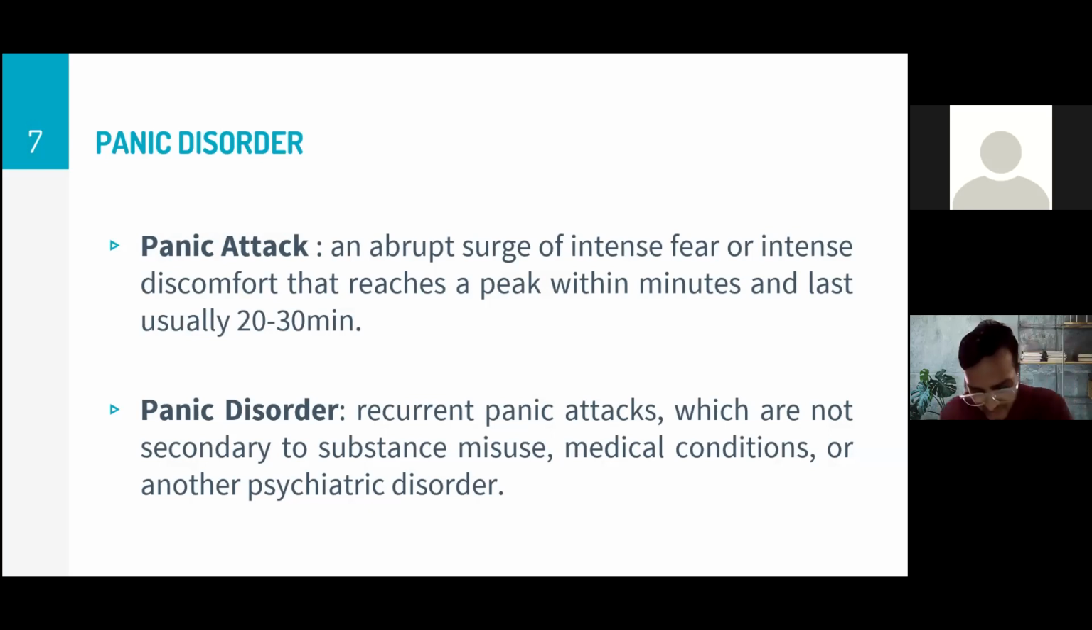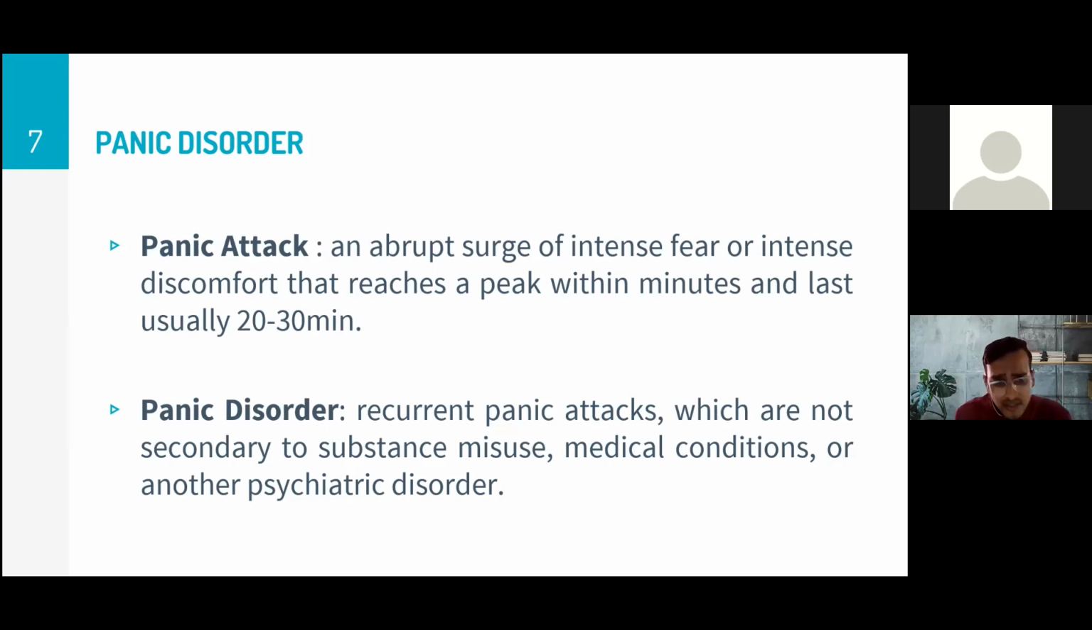So we all have panicked in particular situations, but how is that different from panic attacks or disorders? A panic attack is an abrupt surge of intense fear or intense discomfort that reaches a peak within minutes and usually lasts for 20 to 30 minutes. They can last more than that, for hours at times, but it's rare. DSM-5 gives different symptoms, 13 to be specific, out of which 4 or more need to be present. I'll tell them a little bit later.